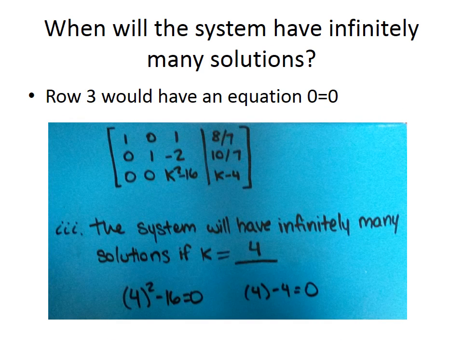The system will have infinitely many solutions when row 3 has an equation of 0 equals 0. So k squared minus 16 equals 0 when k is equal to plus or minus 4, and k minus 4 equals 0 when k is equal to positive 4. So the system has infinitely many solutions if k is equal to positive 4.